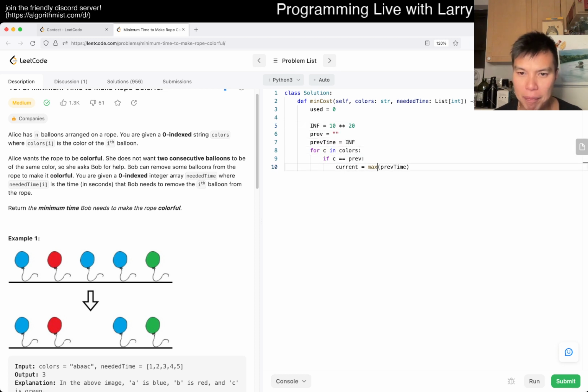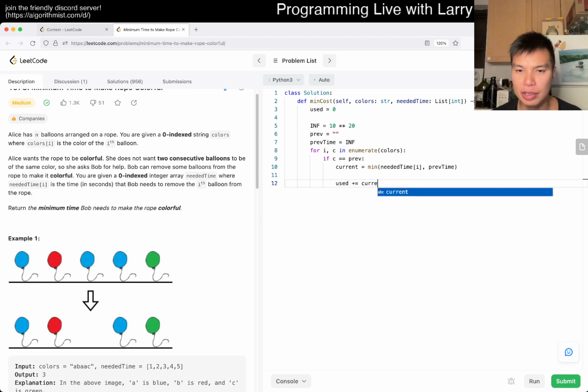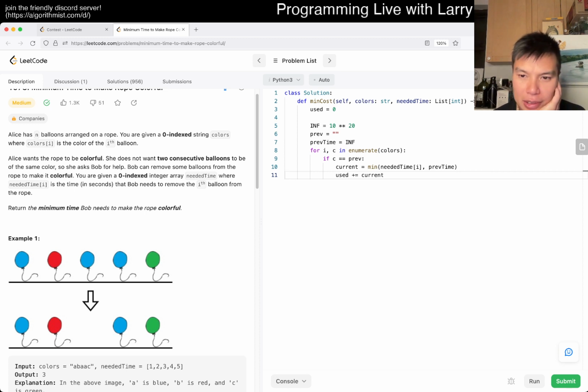Now we want the min of either the previous time or the current time, which is neededTime of i, and of course that means we need i. Man, my eyes are a little tired. Sorry, friends. Okay. And then now we use it, right? So we add it to current, but of course, this is a little bit awkward actually, because we don't really differentiate between, okay.